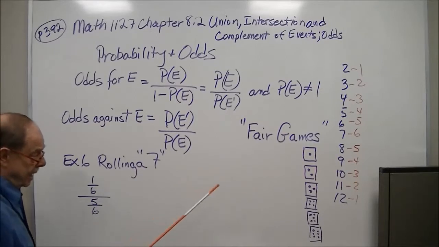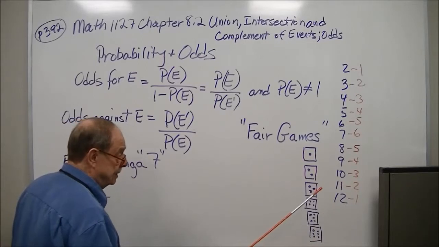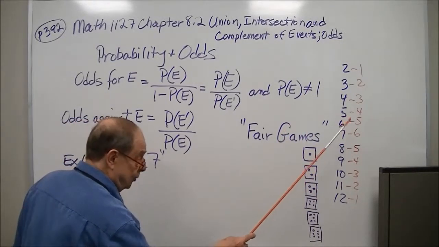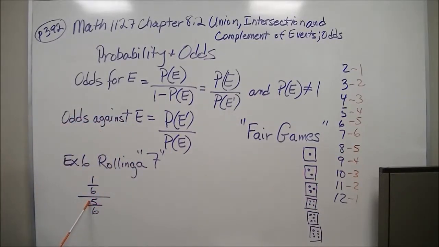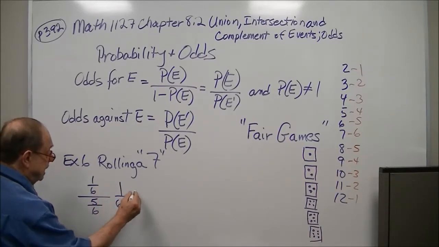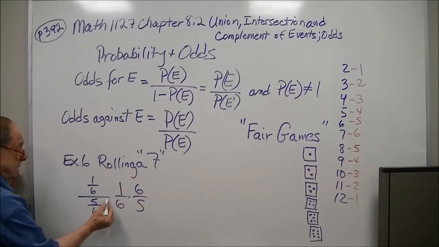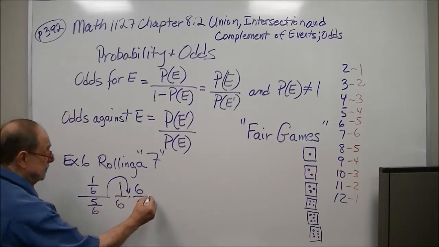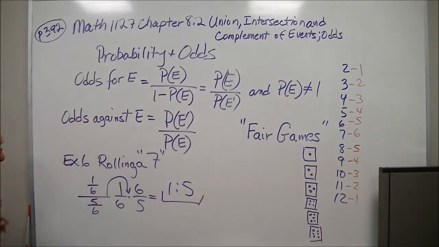1/6. And what are the other ways that you wouldn't get a 7? Well, there are 30 out of 36 ways, which reduces to 5/6. And you'll notice this comes out exactly to what we had before when we do our multiplication. 1/6 times 6/5, converting this to its reciprocal and division to multiplication, it's 1 to 5 would be the odds.